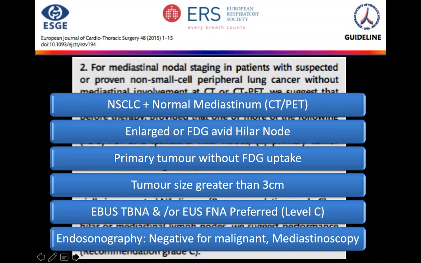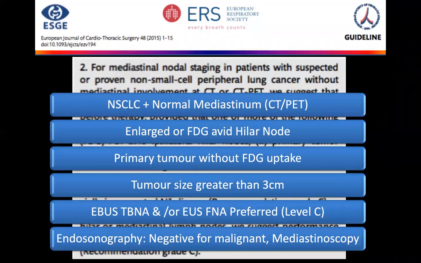If the EUS or EBUS is negative for malignant disease, in these 3 scenarios, you still have to do a mediastinoscopy before you operate on this patient. So if the tumor is large, 4 centimeters, and the mediastinum was negative, but EUS was negative, you still should do a mediastinoscopy. But the level of evidence is C.